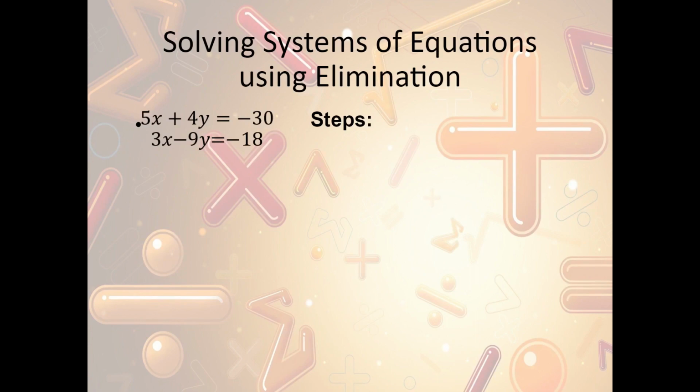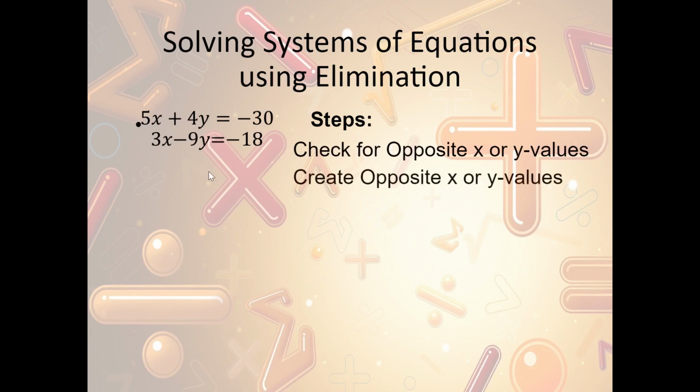This time, though, we're going to notice something's a little different than the last one. It says 5x plus 4y is equal to negative 30, and 3x minus 9y is equal to negative 18. So we begin, like always, by checking for opposite x values or y values. 5 and 3 are not opposites, and 4 and 9 are not opposites. So we're going to have to create opposite x or y values by multiplying.